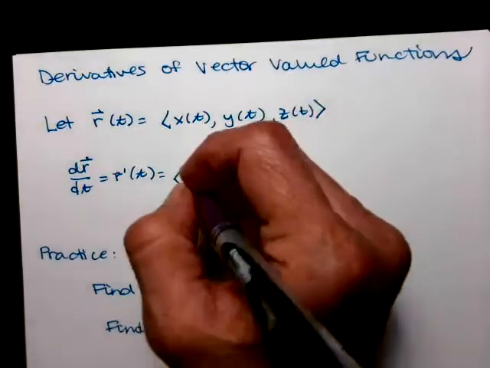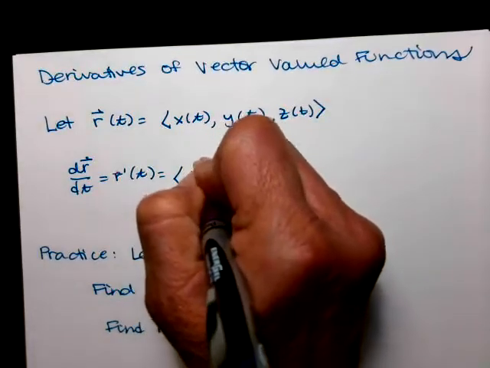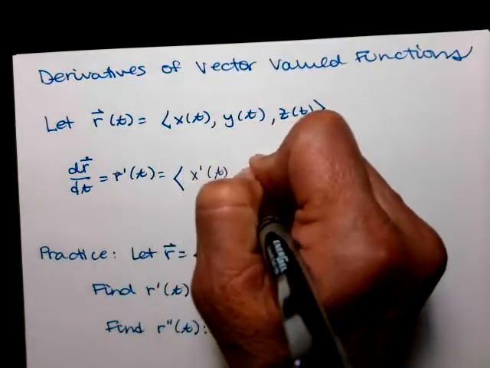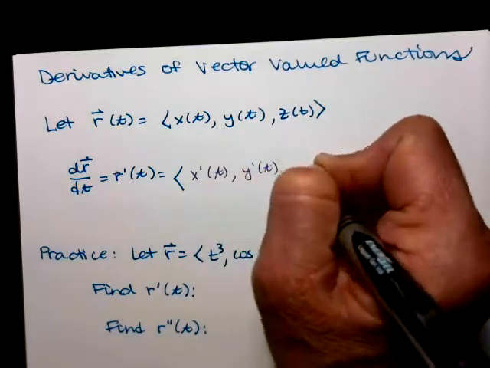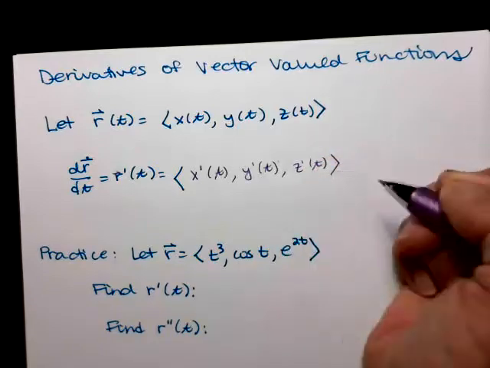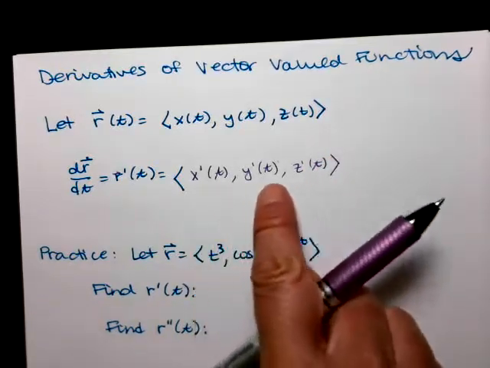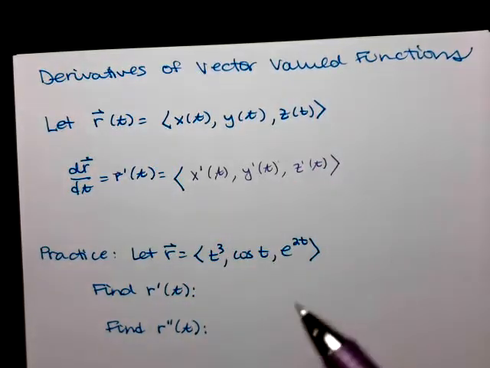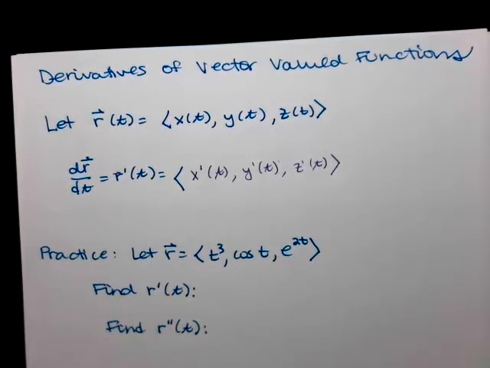I love the parametric form. So x prime of t, y prime of t, and z prime of t. Right? So we just find the rate of change of each of the variable components independently. Okay? So let's go ahead and practice.